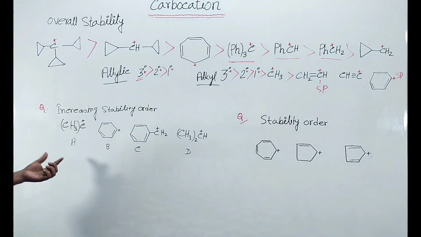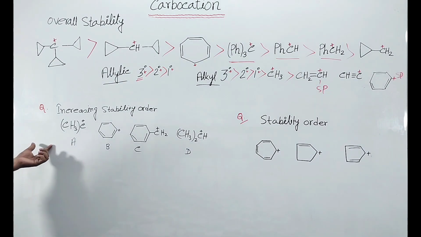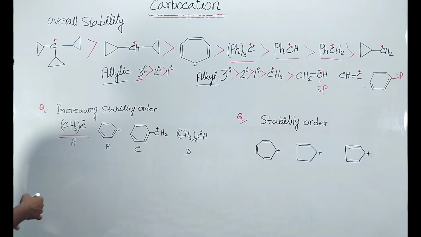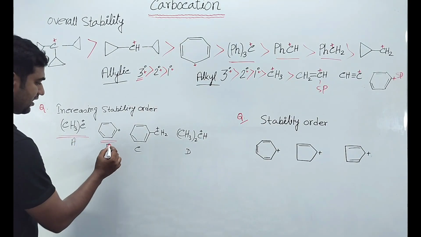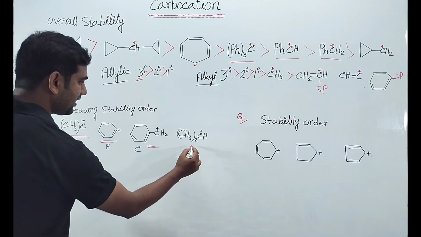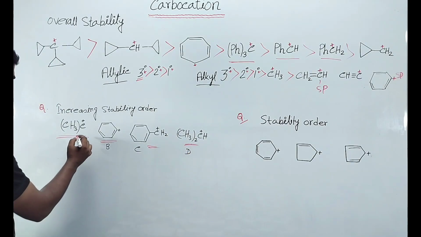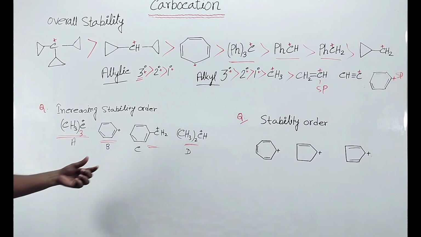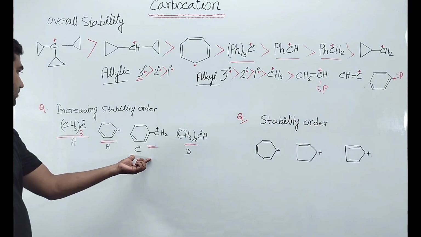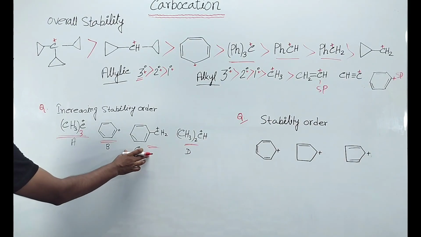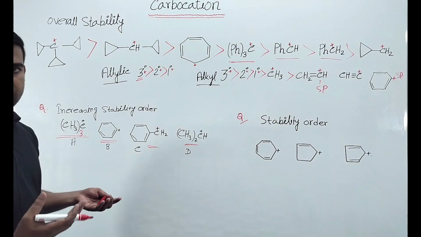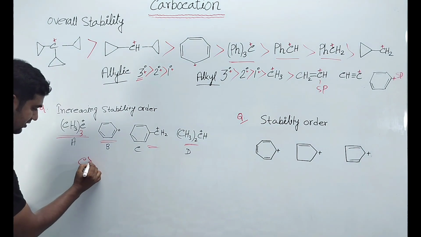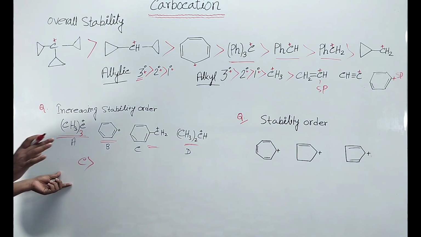So I give two questions. First one is the increasing stability order. Increasing stability order: 3 degree alkyl carbocation, this one is the phenylic carbocation, this is benzylic, and this is 3 degree, and this is 2 degree alkyl. So for the first one, C is first in increasing order. C's resonance stabilization is higher than the other stabilization factors here. So resonance stabilized, that's why C is the highest stabilized carbocation.